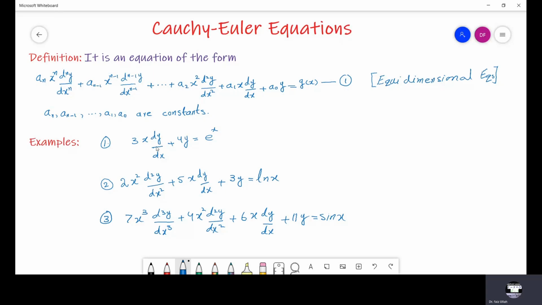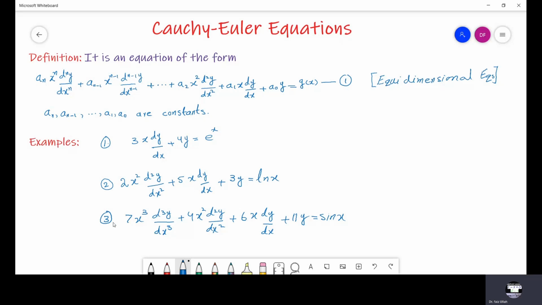Let us see some examples. In example 1, this is a first order Cauchy-Euler equation, and we can see in the first term the order of derivative is 1, so the power of x is also 1. Look at the second equation. This is a second order Cauchy-Euler equation. Here the order of derivative in the first term is 2, so the power of the variable is also 2. In the second term, the order of derivative is 1, so the power of x is also 1.